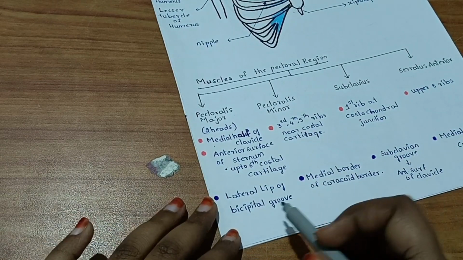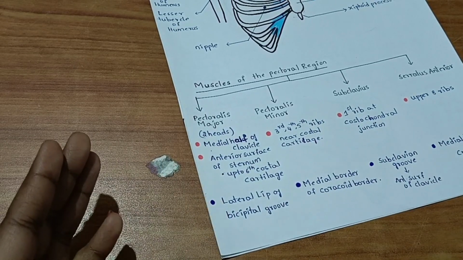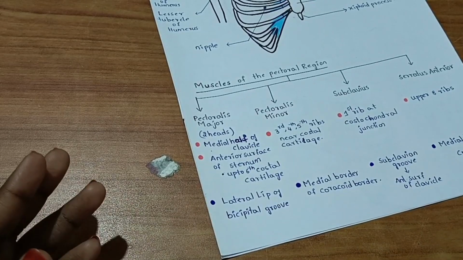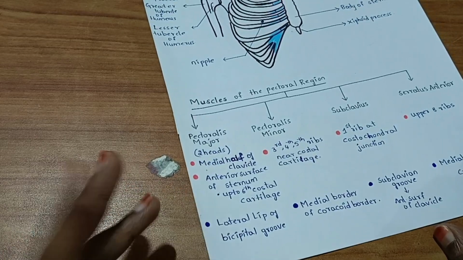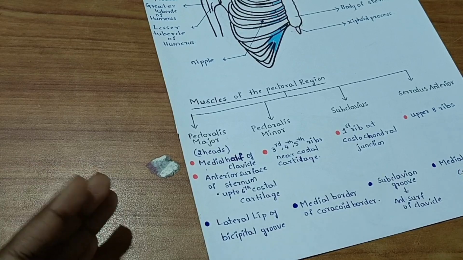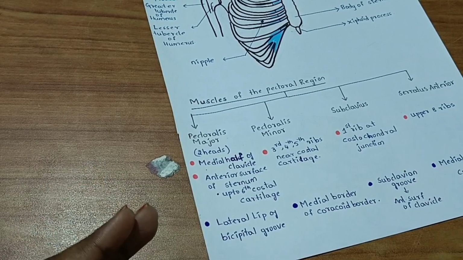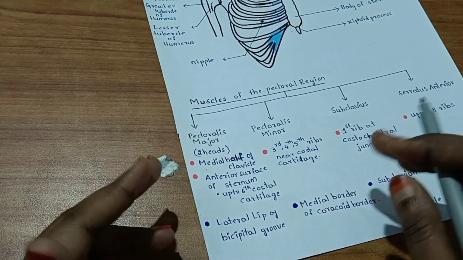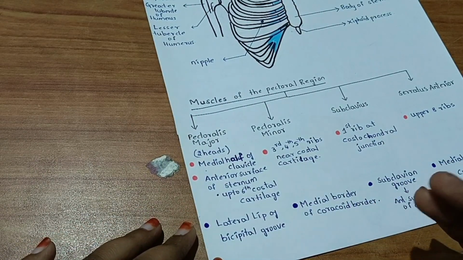It gets inserted at the lateral lip of the bicipital groove. The bicipital groove is present at the upper end of the humerus, containing two lips, the lateral lip and the medial lip. The lateral lip gives insertion to pectoralis major, whereas the medial lip gives insertion to teres major. And the groove between these two lips gives insertion to latissimus dorsi.